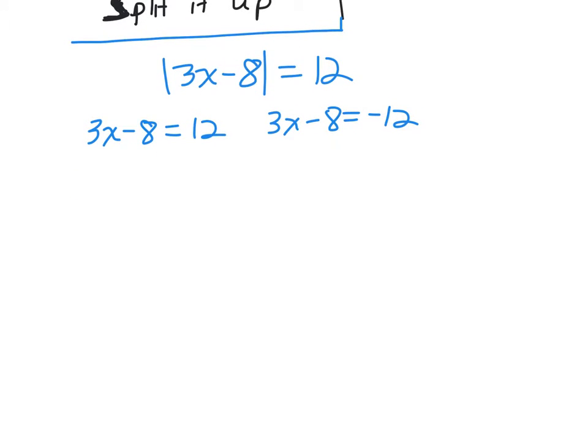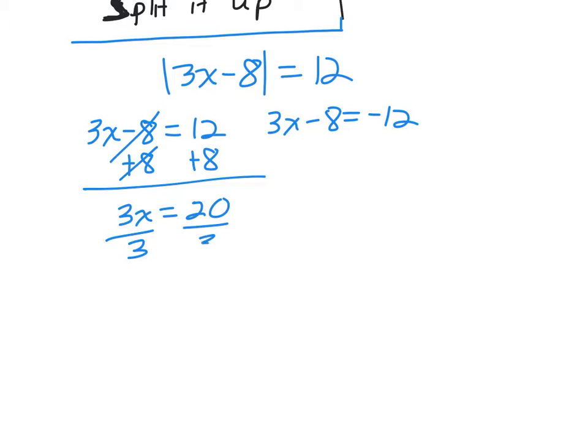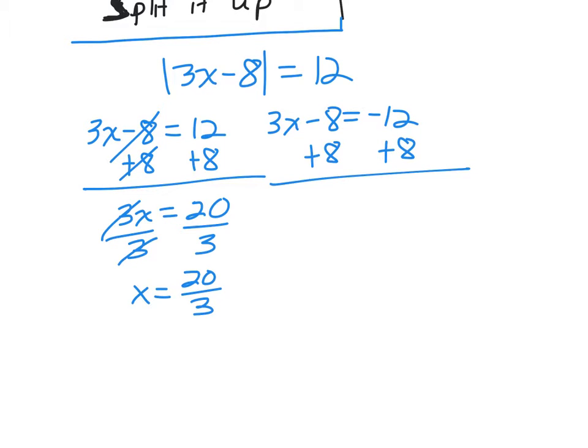So here, we're going to add 8. And 3x will equal 20. And we're going to divide by 3. And x will be equal to 20/3. There's one solution. Over here, we're going to add 8. Those will cancel. 3x will equal negative 4.